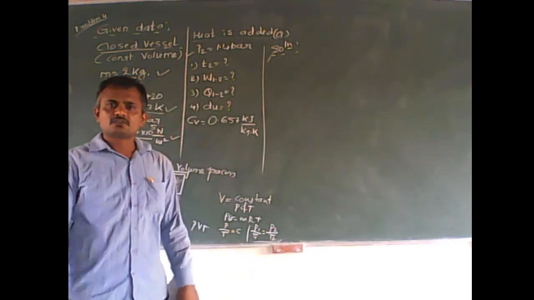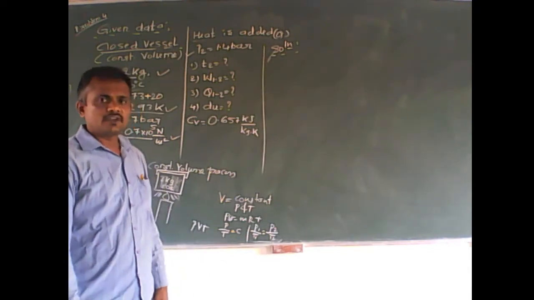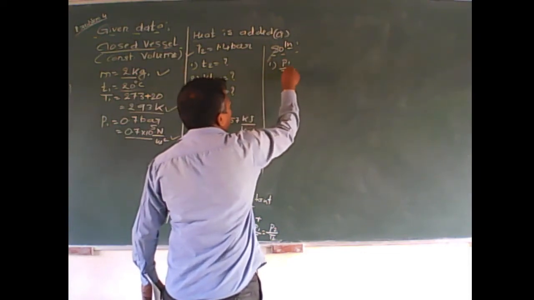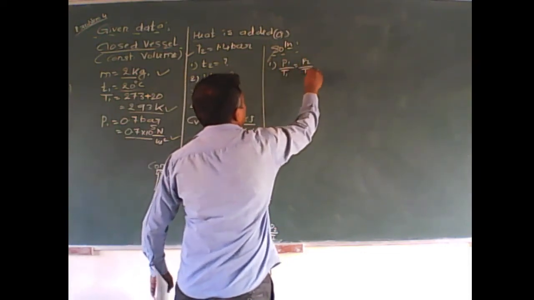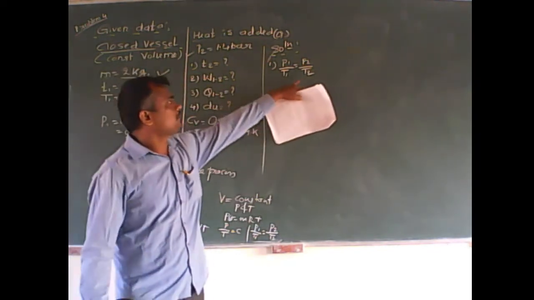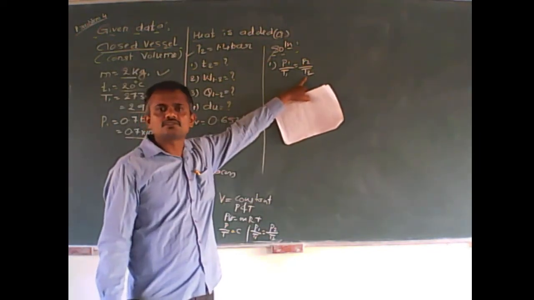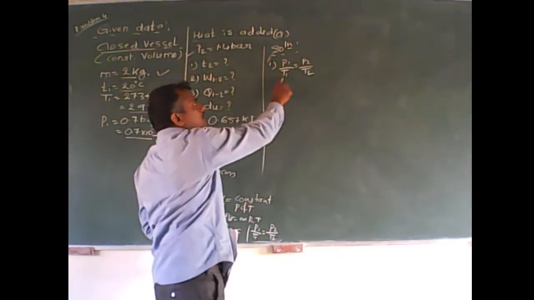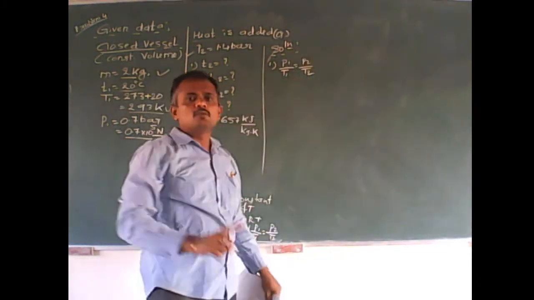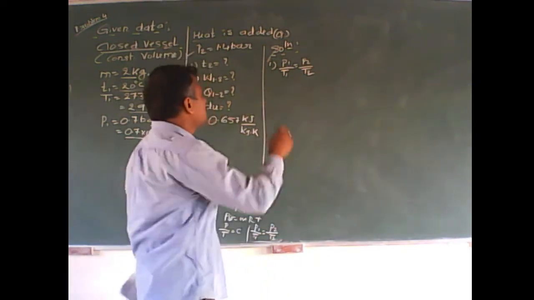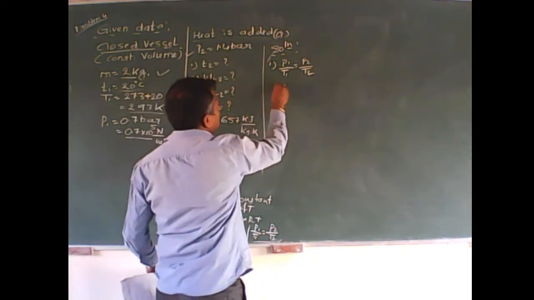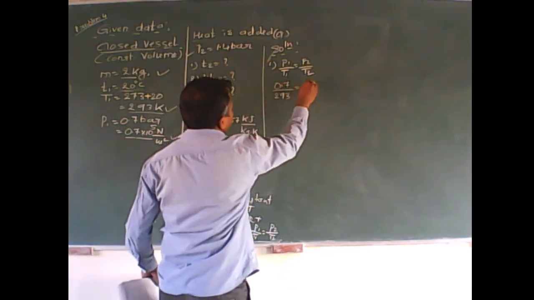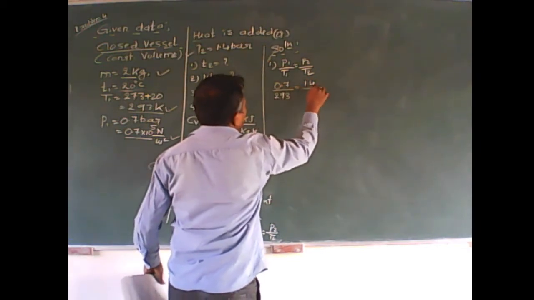Is that right? So this equation we are going to make use of for calculating. Okay. So first let me write P1 by T1 equals P2 by T2. With the help of this equation we can easily calculate the value of T2. Since P1 is given, T1 is also given, P2 is also given, only one thing is unknown. Therefore, we can directly substitute the values here: 0.7 divided by 293 equals 1.4 divided by T2.